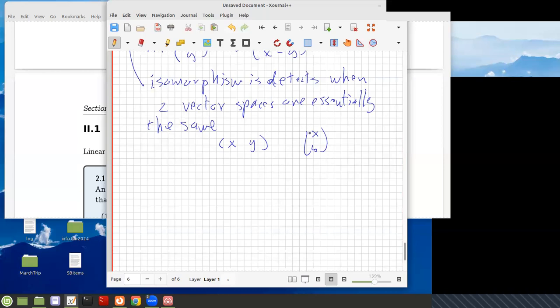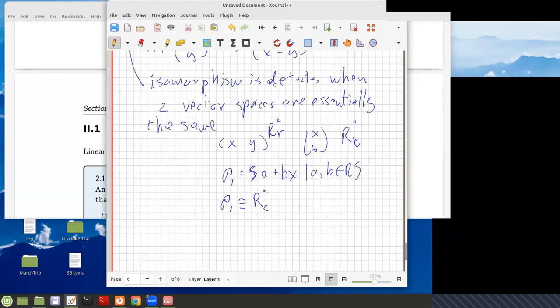I mean, a row vector and a column vector are going to behave the same way, but it also turns out that P1, the set of a plus bx, such that a and b are members of R, and this is R2R, the row vectors, and R2C, the column vectors. This is linear polynomials. Well, it turns out that P1 is isomorphic to R2C, which is isomorphic to R2R. And so these are all isomorphic.